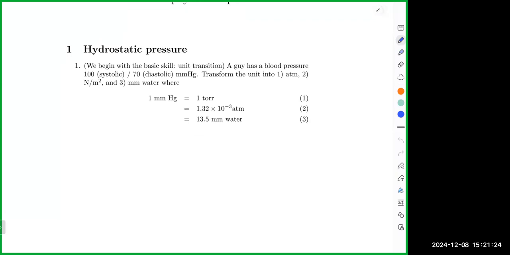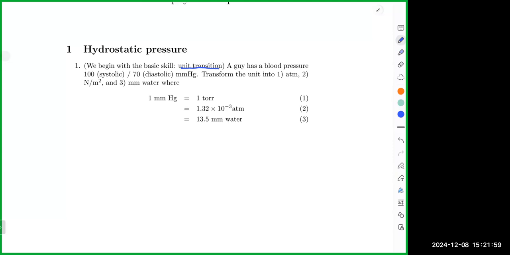For the first one, it's about the unit transition. A guy has a blood pressure of 100 for systolic and 70 for diastolic millimeters of mercury. So we transform the unit into ATM, Newton per square meter, and millimeter water. Just do it one by one.